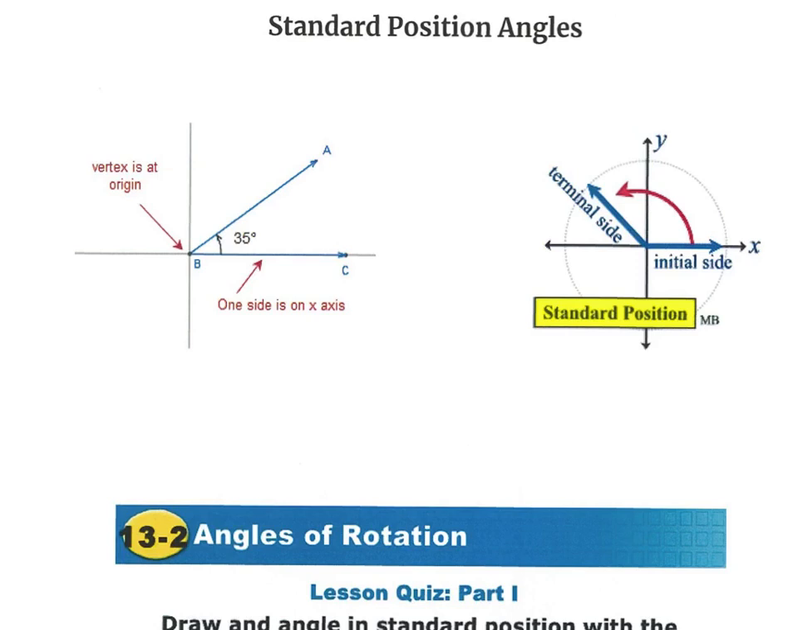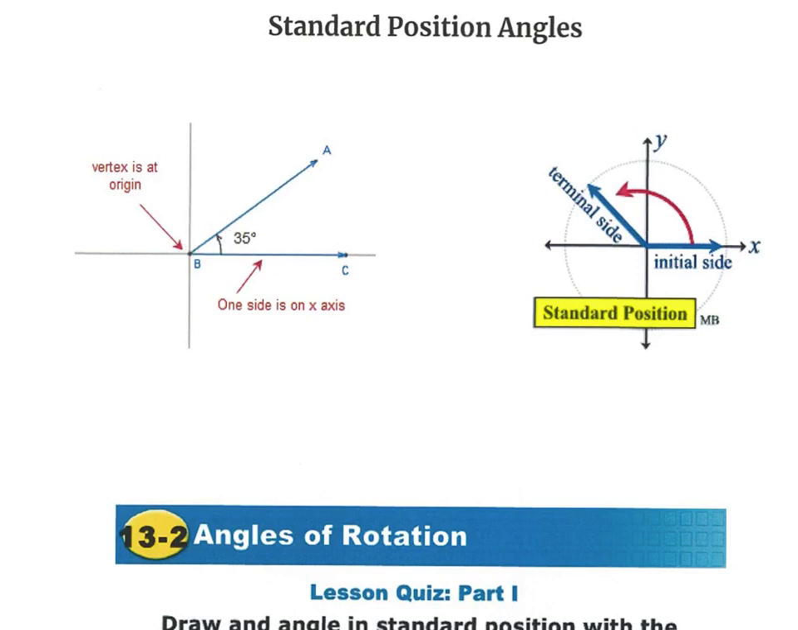clockwise for negative angles. So if you have your initial ray on the positive end of the x-axis and it spins to this point here, that gives you a 35-degree angle. The vertex is at the origin, and the positive end of the x-axis is the initial, and the terminal ray here.